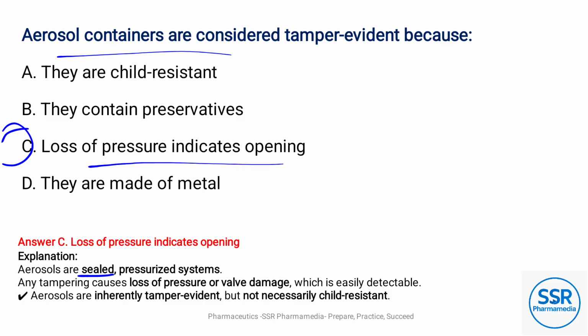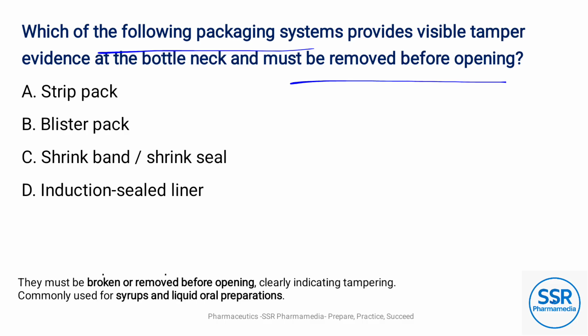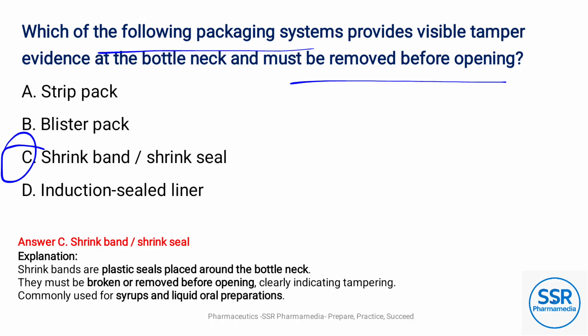So aerosols are sealed, pressurized systems. So any tampering causes loss of pressure or valve damage, which is easily detectable. Aerosols are inherently tamper evident but not necessarily child resistant. Which of the following packaging systems provides visible tamper evidence at the bottleneck and must be removed before opening? Option C, shrink band and shrink seal.